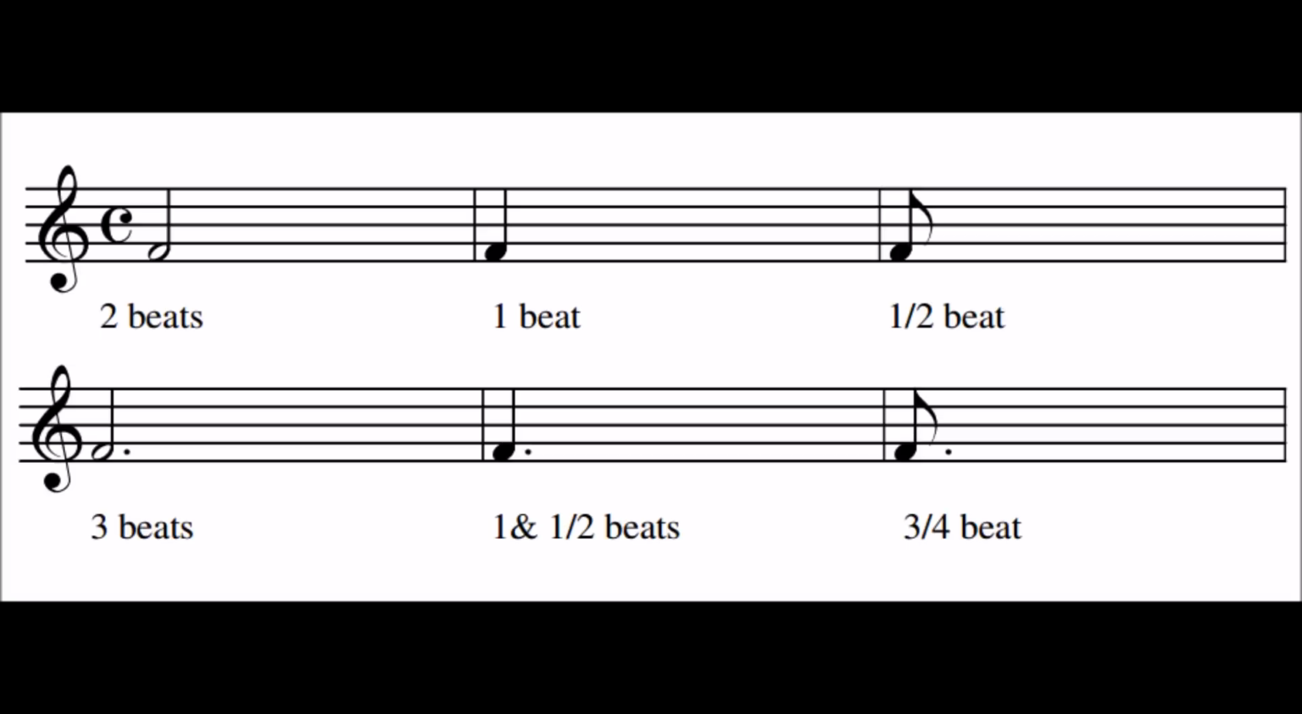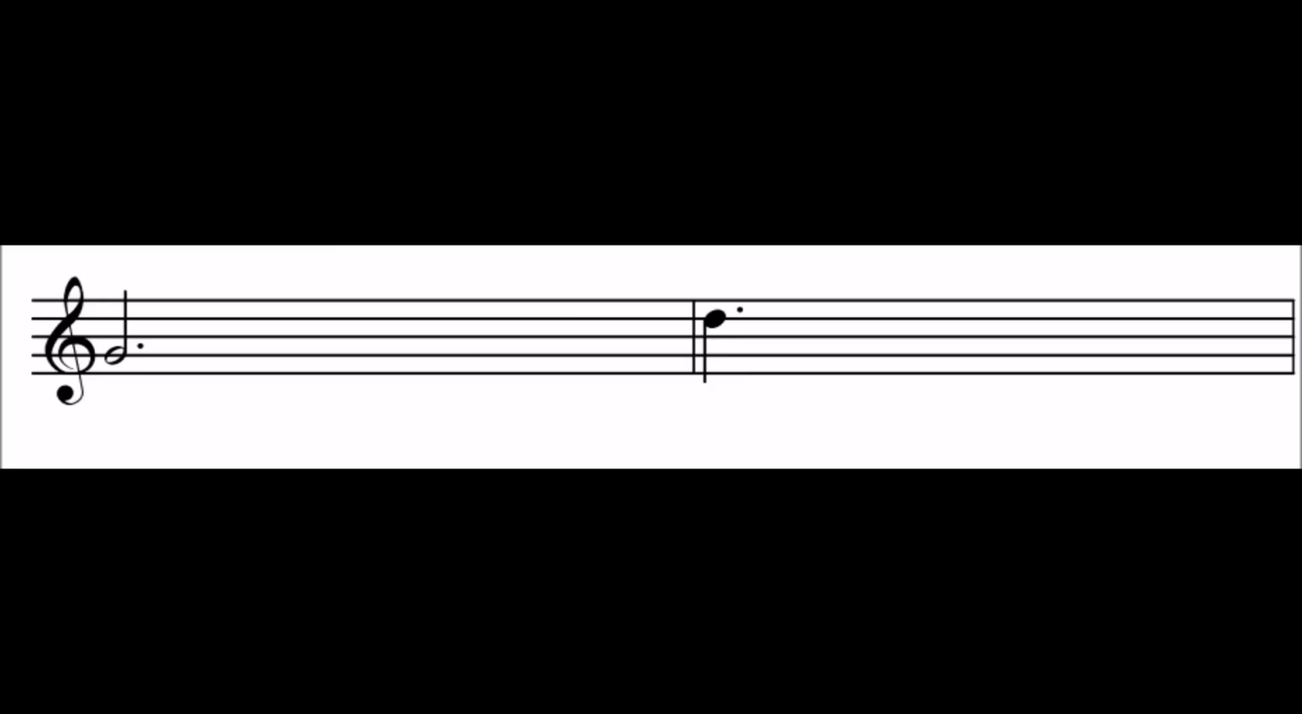Notice that in all the above examples, the dot is placed exactly after the note head. But if a note is on a line and not a space as in the previous examples, the dot must be placed slightly above the stave line so that it does not become obscured by the line itself.